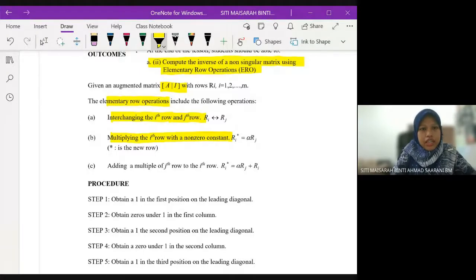And then the third one is adding a multiple of the j row to the i row. Maksudnya kat sini kita buat satu operasi baru, kita darab dengan j row plus dengan i row. I row ni bermaksud yang kita nak ubah. Yang nak ubah tu tak boleh darab lah. Yang kita darab tu yang tak berubah. Ini boleh buat satu operasi baru. Operasi yang ni awak kena create sendiri. You need to create your own.